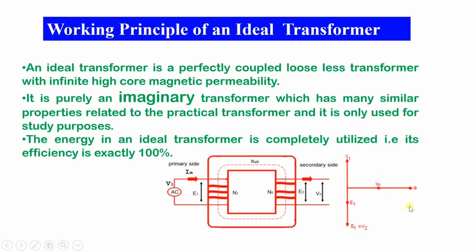So IM and phi are in phase with each other, and V1 leads IM by 90 degrees. E1 is opposite to V1, and E2 and V2 are on the lower side.